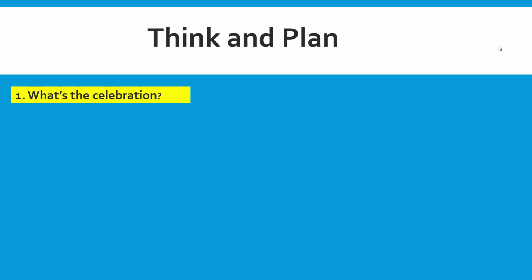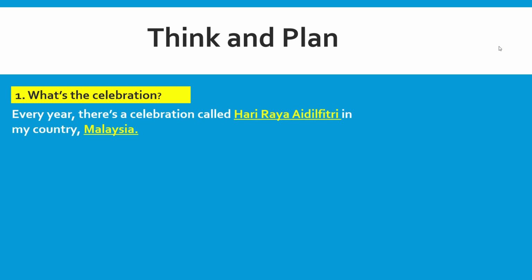The first one is, what's the celebration? As I discussed earlier, we will be talking about Hari Raya Aidilfitri. So this is a sample sentence that I should write in my description. Every year, there's a celebration called Hari Raya Aidilfitri in my country, Malaysia. As you can see here, the words in yellow are the answers to these questions. But in order to make my answer look lengthy, I added some key phrases to make my points look better. When is it? This year Hari Raya Aidilfitri falls in May, so the celebration is in May.